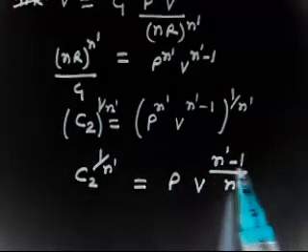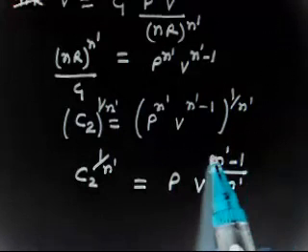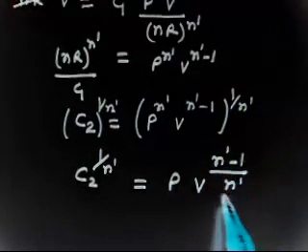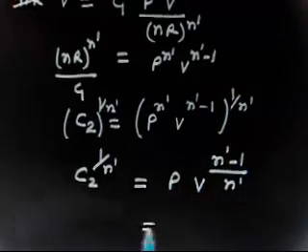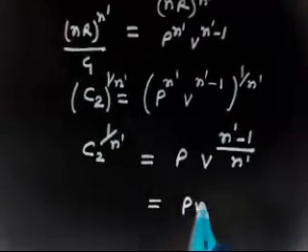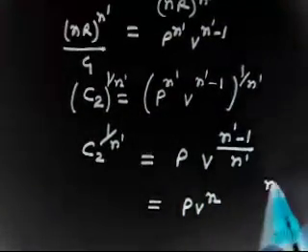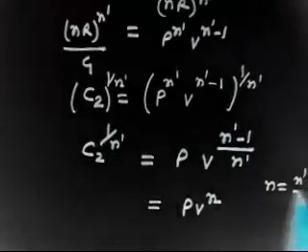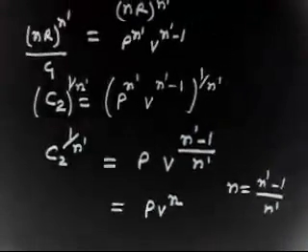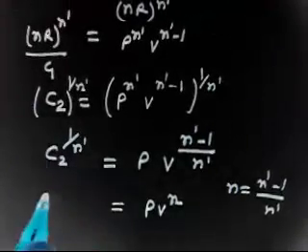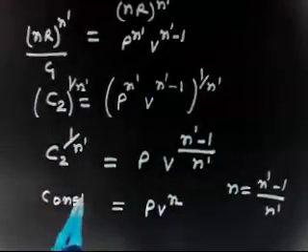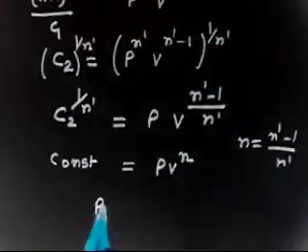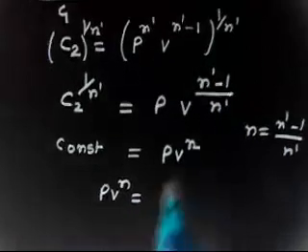Now this is a constant, this is a constant, so this will be another constant. So let us call all this constant n. So I can say PV to the power n is a constant, where n is equal to n dash minus 1 by n dash. Are you getting? Now this is a constant, so my equation will be PV^n is equal to constant.